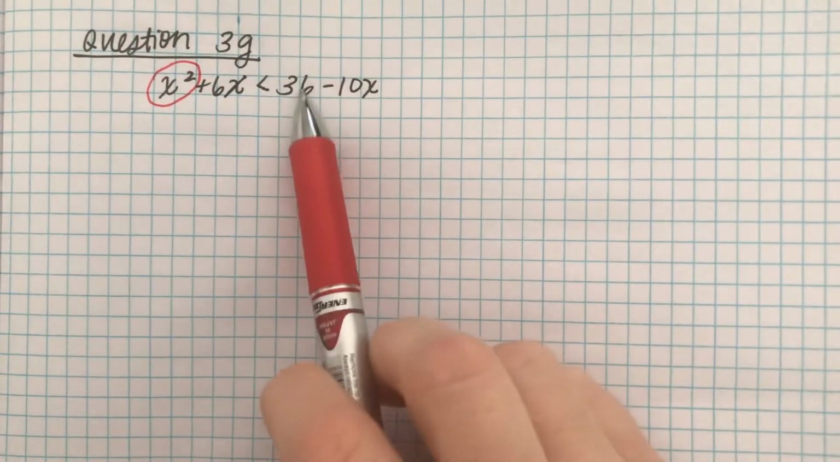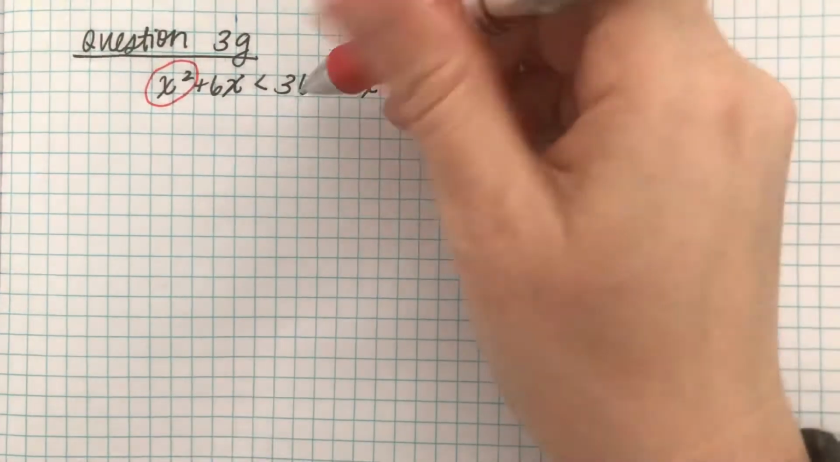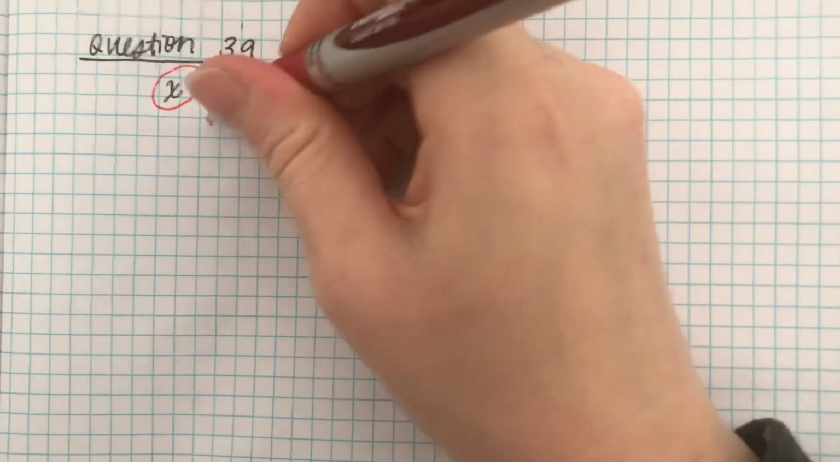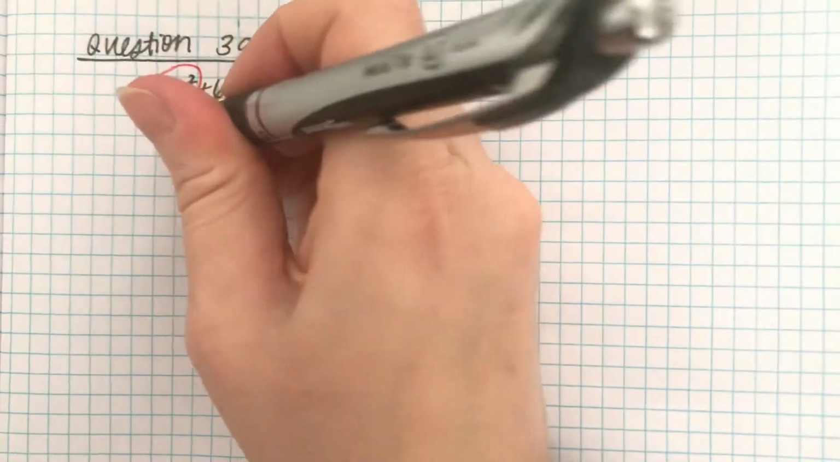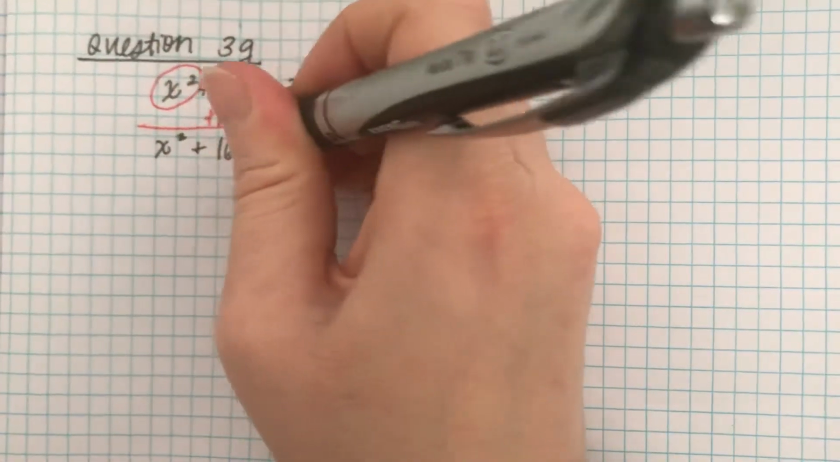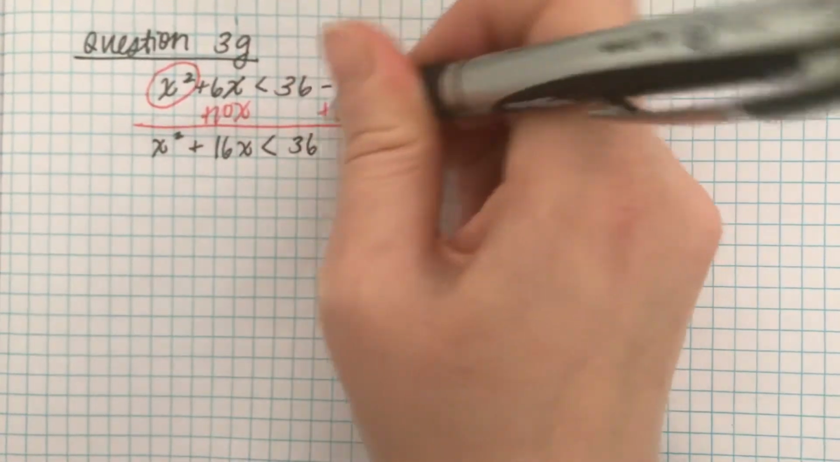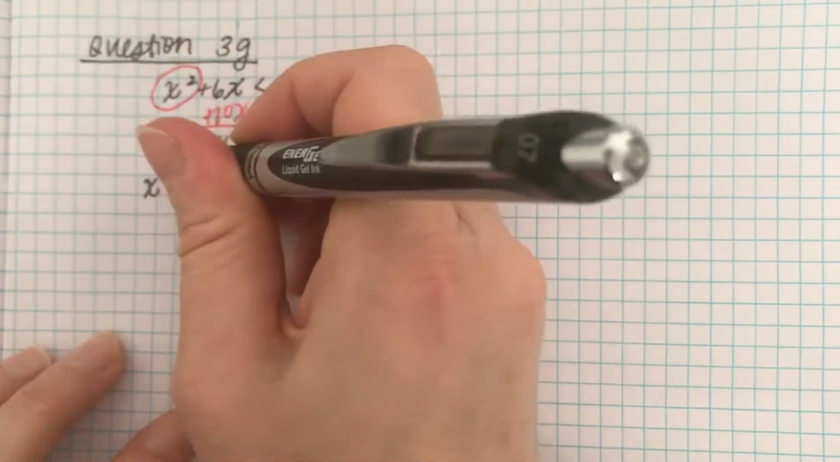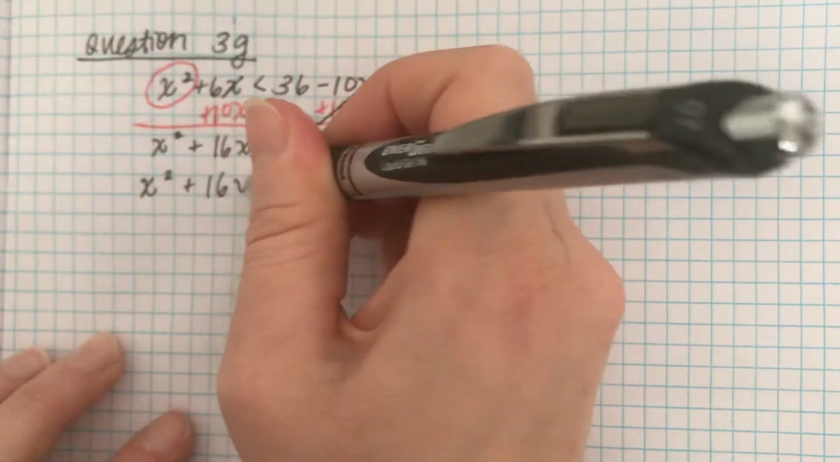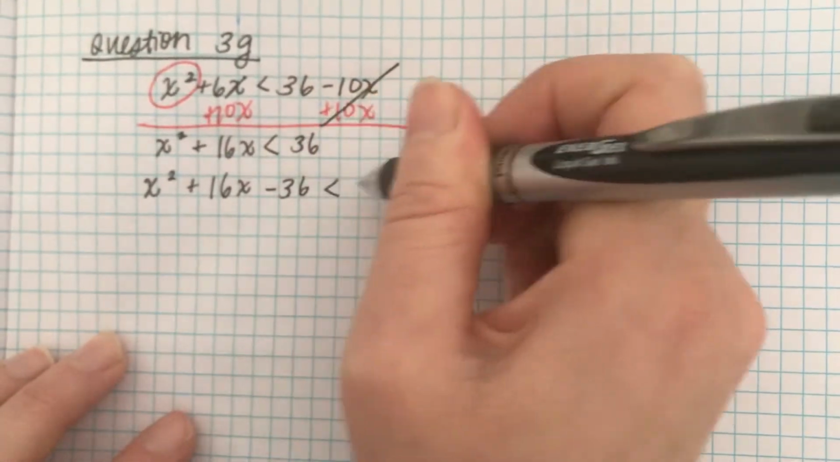Okay, so I want to move this over and this over as well. I'm going to start with 10x, so I'm going to add 10x to both sides. And then we bring this down. So I have x squared plus 16x is less than 36. This has gone away. And then I just take away 36 from both sides. So we would just be left with x squared plus 16x minus 36 is less than 0.